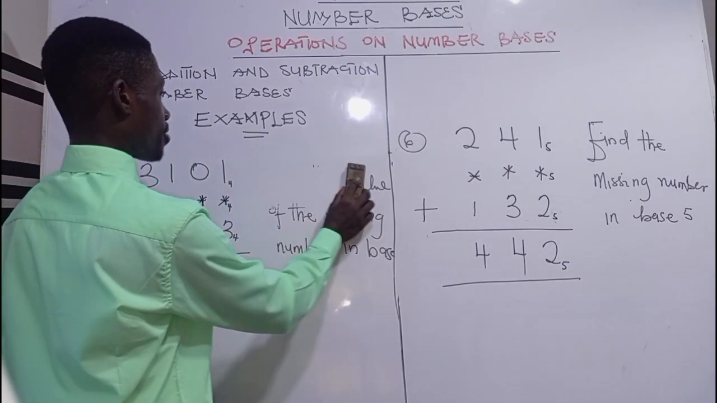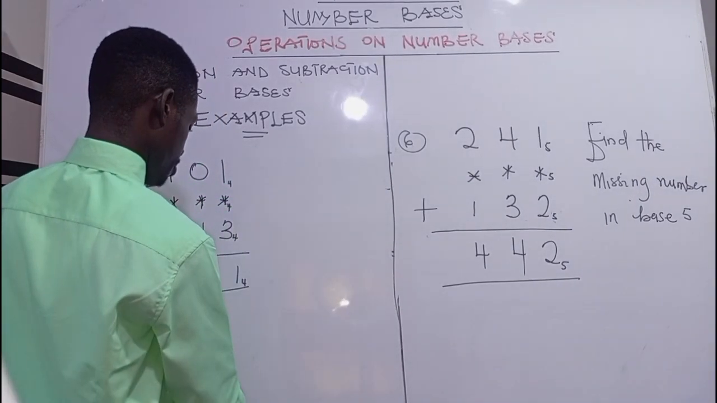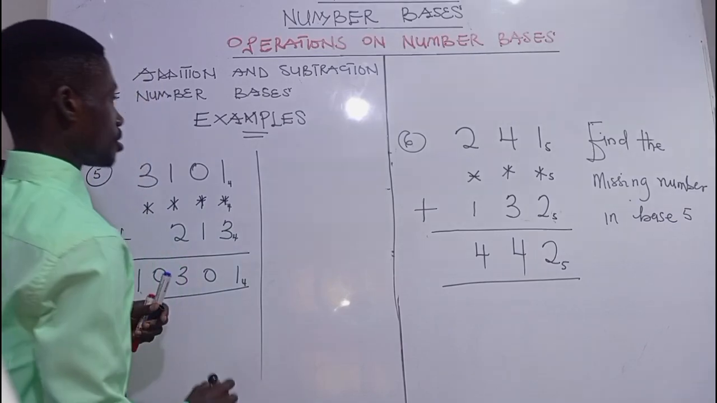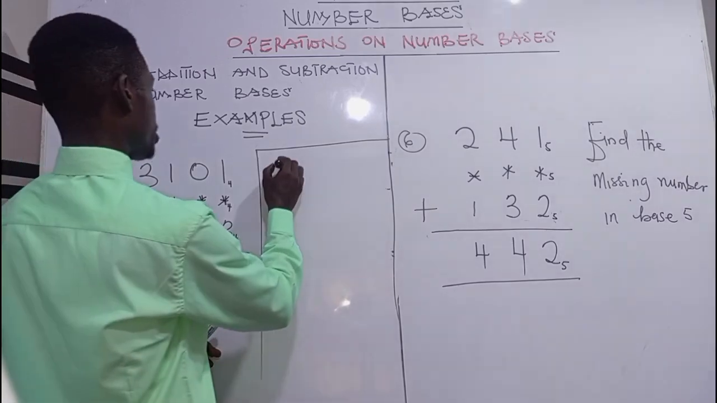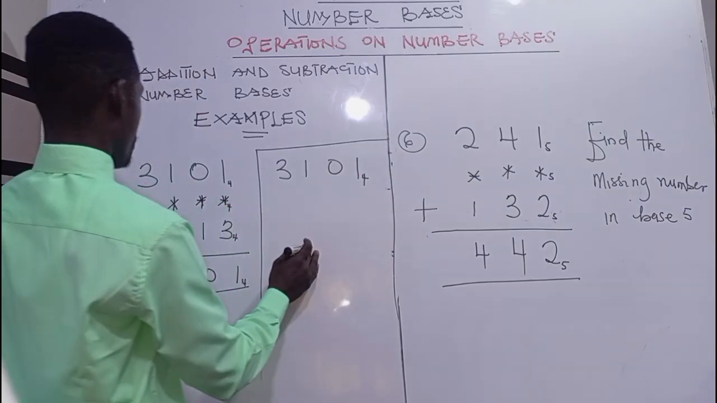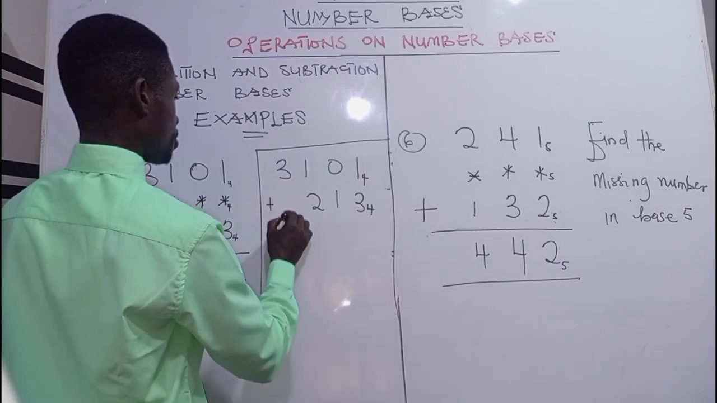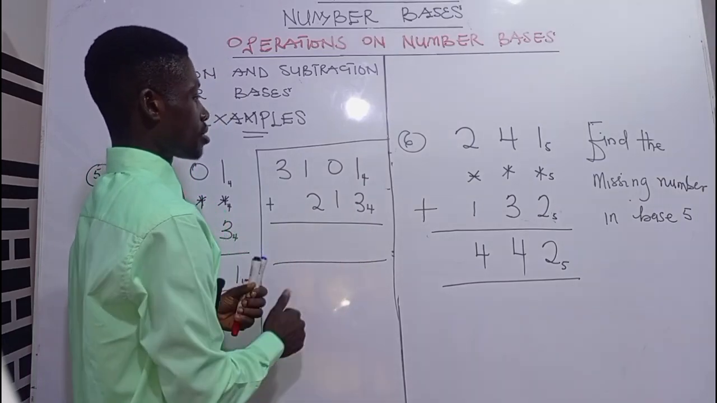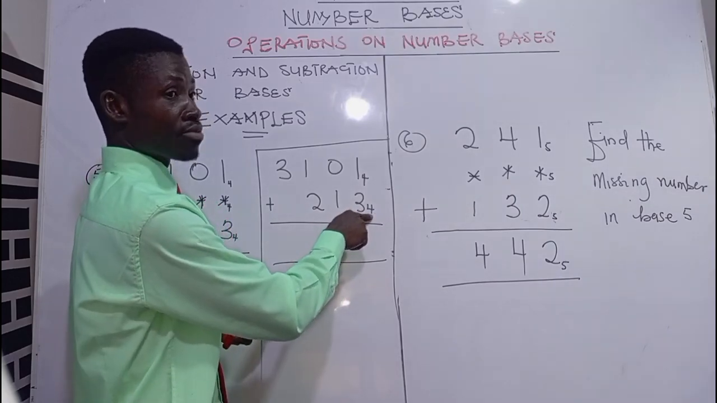Let's clean this part so that we can write. We can start solving from here. So first of all, what we are going to do is that we are going to add this number to this number. So let's write it 3, 1, 0, 1 is 4 plus 2, 1, 3 is 4. So remember, we are working in base 4. So 1 plus 3 will give us what? 4. We are working in base 4.